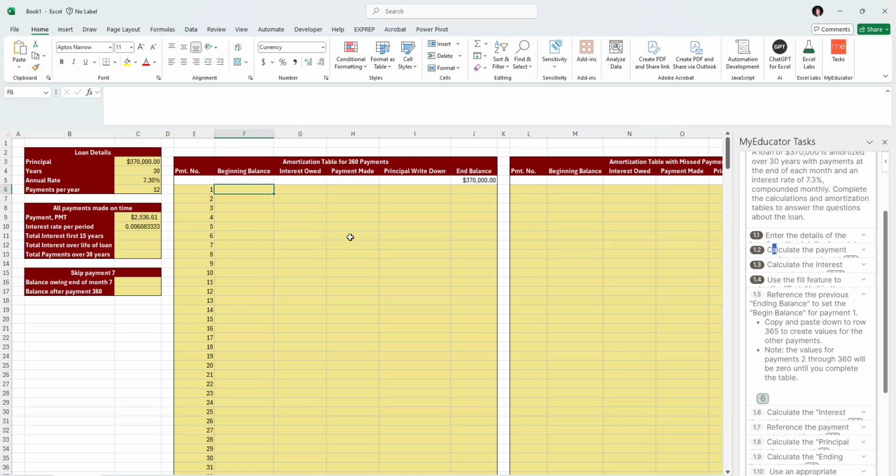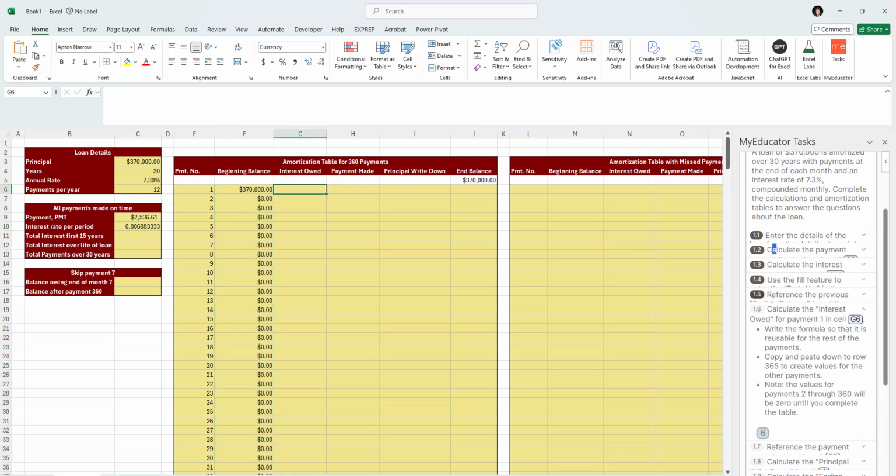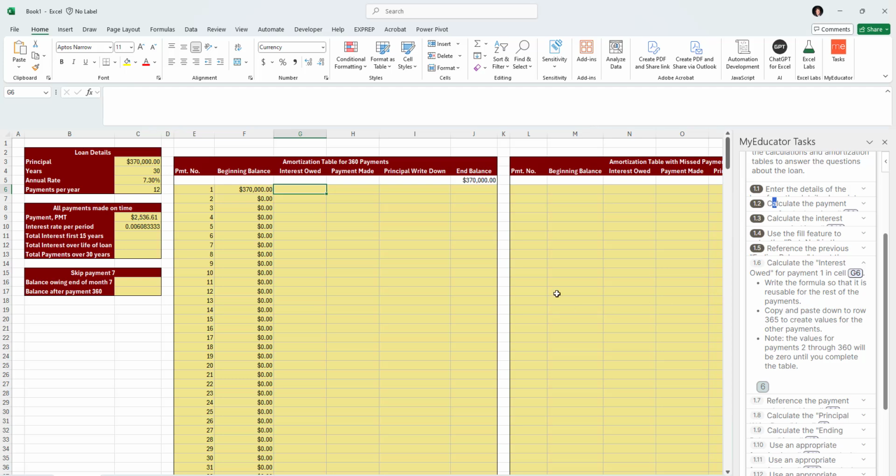We'll just make sure that the grading doesn't get thrown off by that. Reference the previous ending balance to set the beginning balance. Okay. Copy and paste down. We'll have zeros until I complete the table. Calculate the interest owed for payment 1. That will be the beginning balance times the interest per period, and I need to lock that one. Copy it down. All zeros.